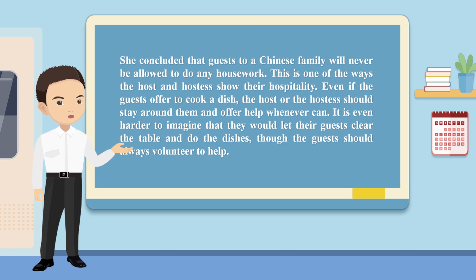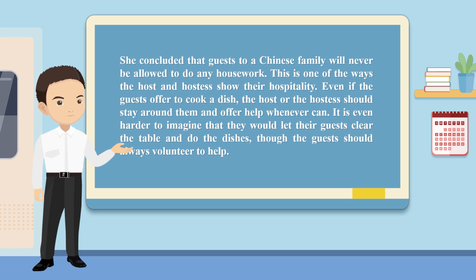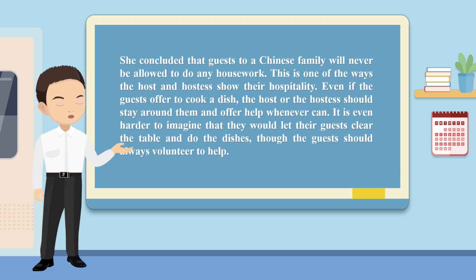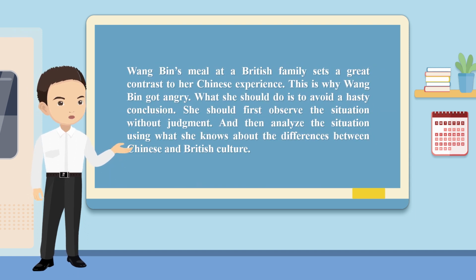This is one of the ways the host and hostess show their hospitality. Even if the guests offer to cook a dish, the host or the hostess should stay around them and offer help whenever they can. It is even harder to imagine that they would let their guests clear the table and do the dishes, though the guests should always volunteer to help. Wang Bin's meal at the British family sets a great contrast to her Chinese experience. This is why Wang Bin got angry.